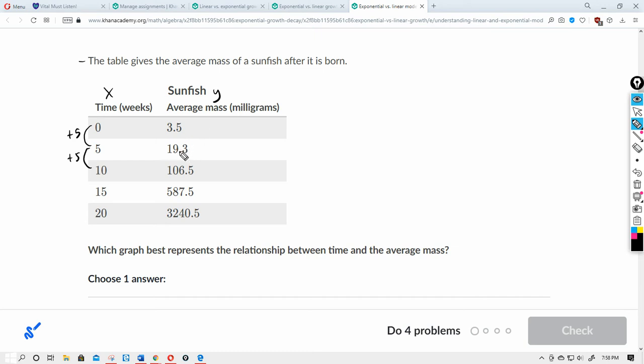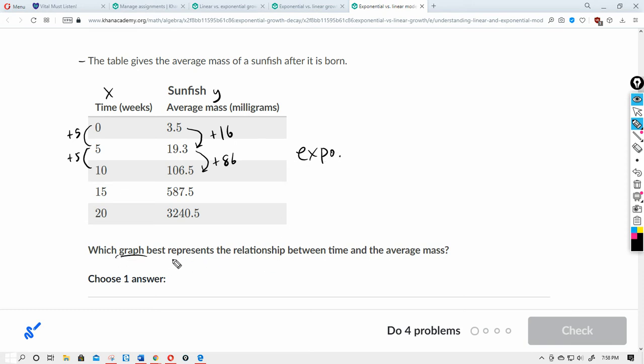We can just estimate 19 minus 3, so that goes up by 16. 106 minus 20, that's going to be 86. Okay, so you can see it's not increasing by the same amount each time. So for this one, it's either linear or expo, and it's definitely not linear. So this one's going to be exponential.